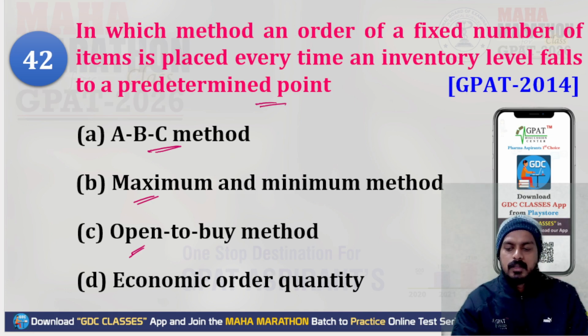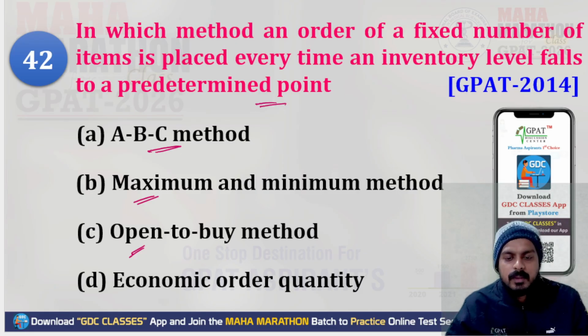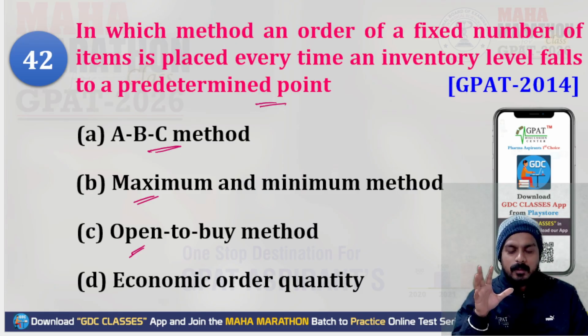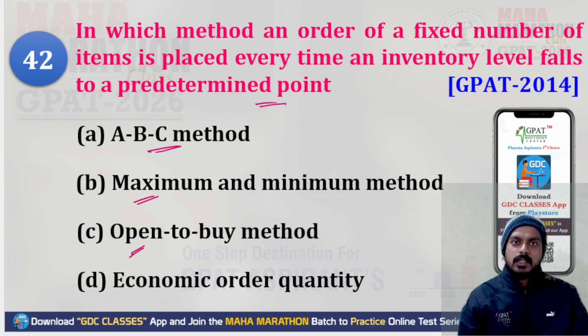Yes, answer this question. In which method, suppose you have 10 items, 10 drugs, when that number of drugs reduces, you need to order. So this process is called what? ABC method, maximum to minimum method, open to buy method, or economic order method?